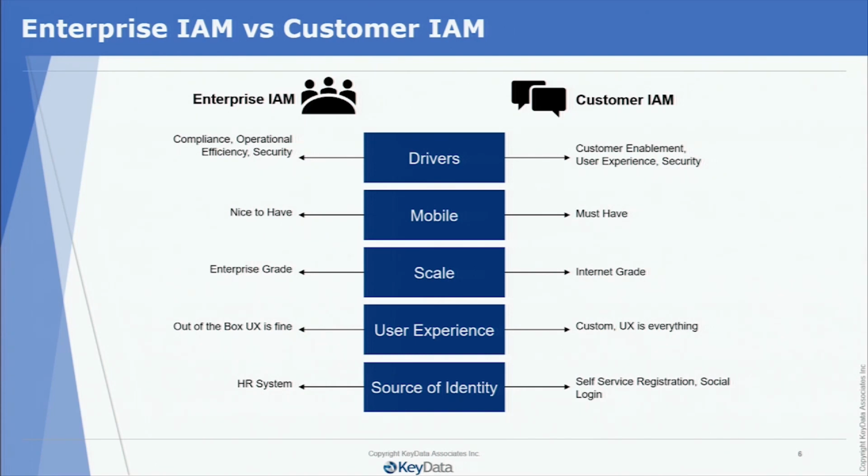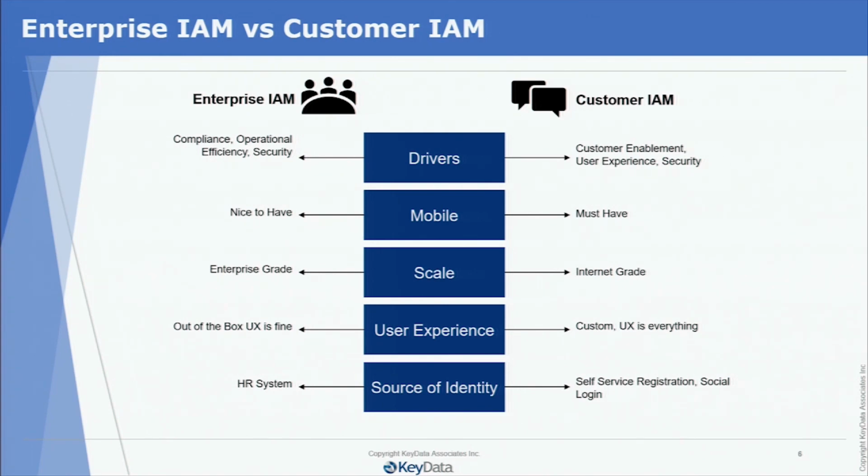From a scale perspective, enterprise grade means tens of thousands of users, maybe 100,000, maybe 200,000. If you're a government, 400, 500, 600,000. But in the CIAM space, we're in the millions. 1, 2, 3, 4, 5. I was talking to someone today, 16, 10. So tens of millions. It depends on the size of your business. If you're Amazon, it depends who you are and what you do.